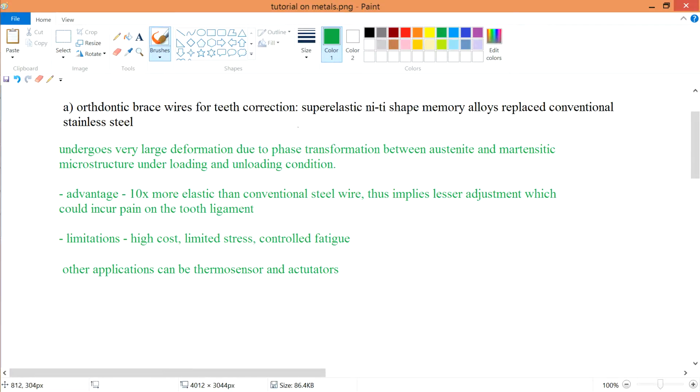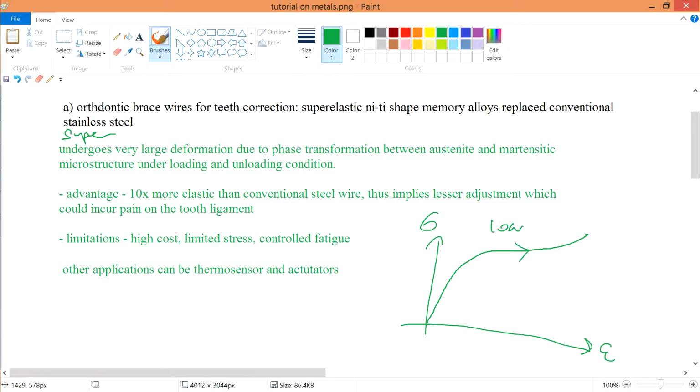So this is the wordy answer, and you also need to include a graph, which I'll draw later. The alloy undergoes very large deformation due to phase transformation between austenite and martensite microstructure. So this super elastic metal undergoes very large deformations, due to this type of graph. This is the strain, this is the stress. Super elastic is that when you pull, you can have this type of curve coming out, and it will increase all the way.